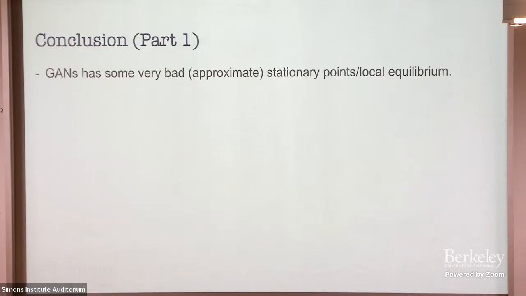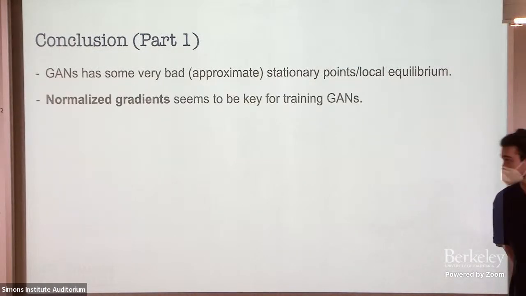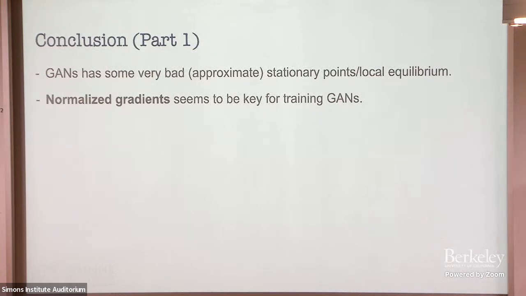So the conclusion of the first part is that GANs have, in some sense, very bad approximate stationary points and local equilibria. And it seems that normalized gradient could be one of the keys for training GANs. And Adam, in some sense, was used as a proxy for normalized gradient, normalized SGD.